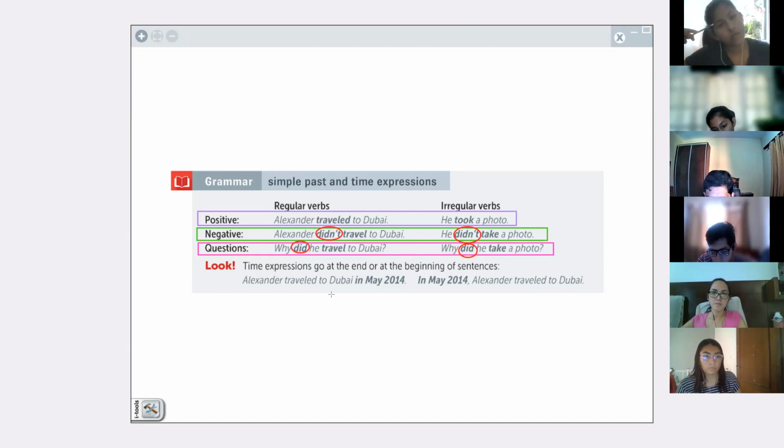And then we have the time expressions. Time expressions go at the end or at the beginning of sentences. Remember that we use a comma when we have these time expressions at the beginning, okay? Daniela, please, can you read these two sentences?